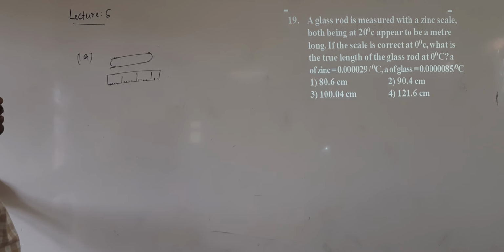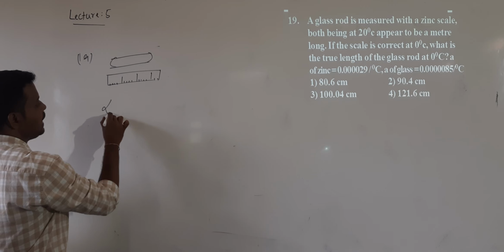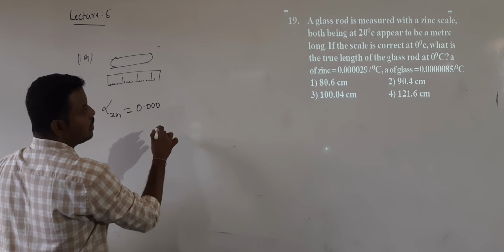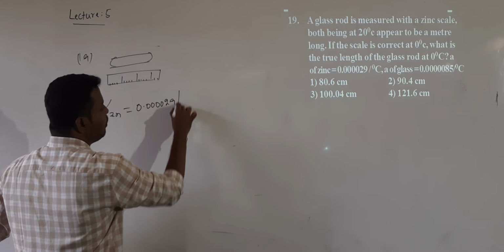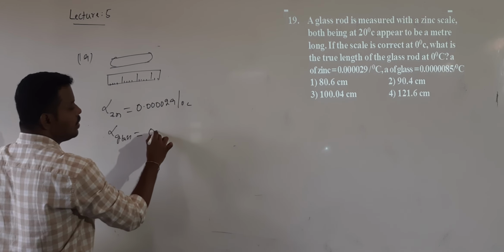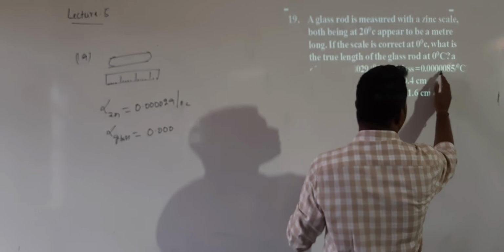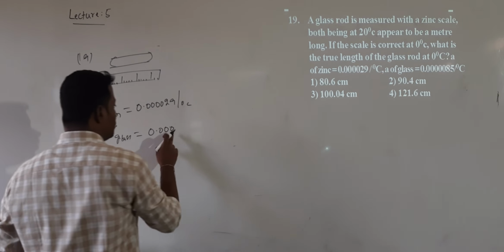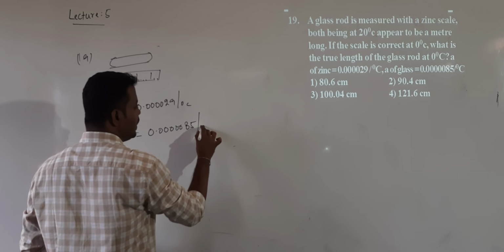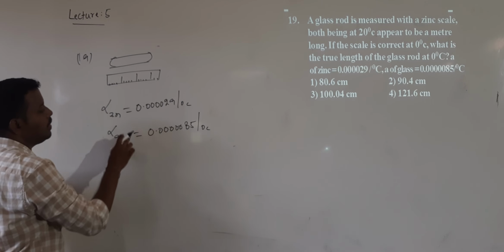What is the alpha value for true length? Alpha value for zinc is 0.000, how many zeros? 4 zeros, 29 per degree centigrade. And alpha value for glass is given as 0.000, how many zeros are there? 1, 2, 3, 4, 5, 85 per degree centigrade. Which alpha value is more? Zinc is more compared with the glass.